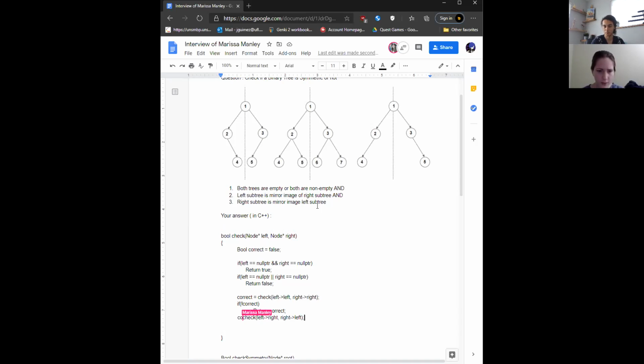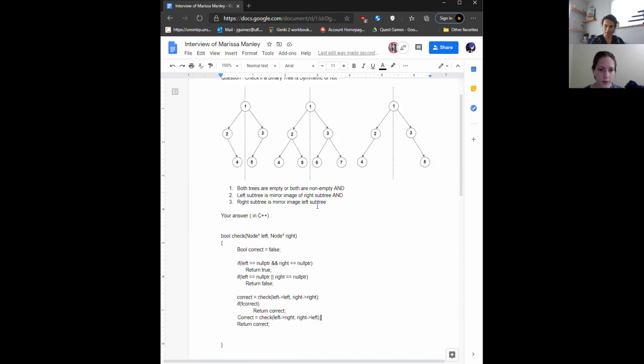And then correct equals check left, check right, and so on. At that point, I could just return correct because it'll know what the problem was by that point. Because that's the first check, that's the second check. If this one was false, it already cuts it off, doesn't matter. And then it just checks this one. If this one's false, it ends up just returning the right answer.